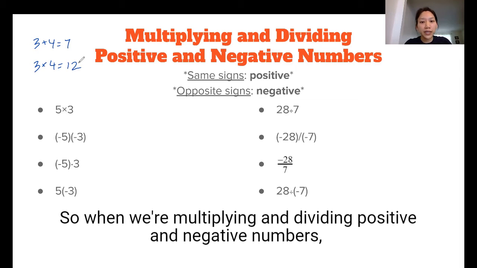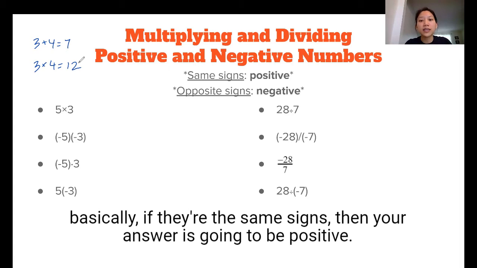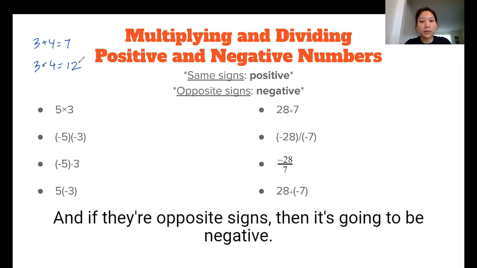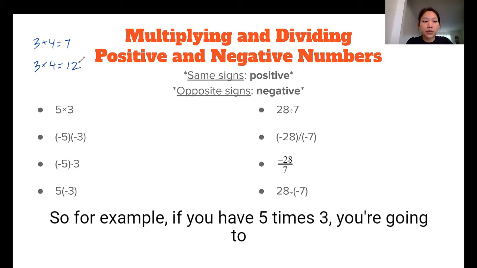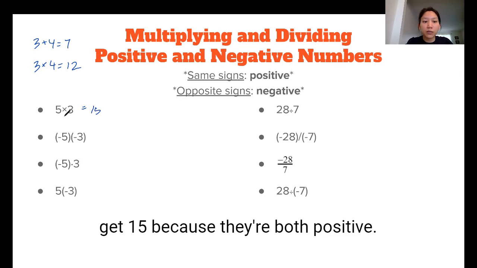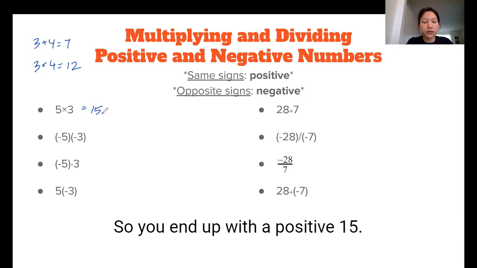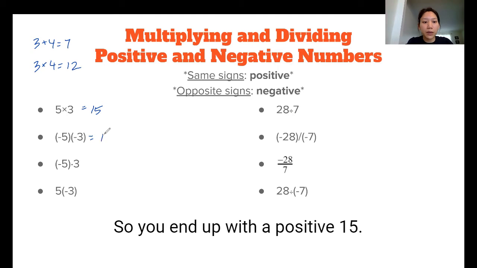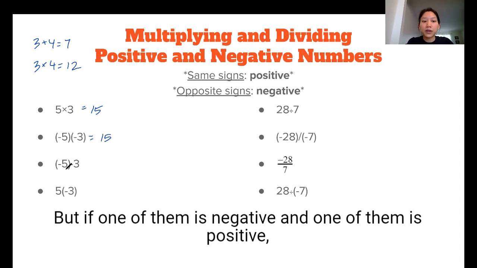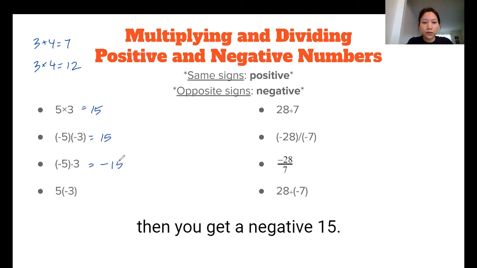So when we're multiplying and dividing positive and negative numbers, basically, if they're the same signs, then your answer is going to be positive, and if they're opposite signs, then it's going to be negative. So for example, if you have 5 times 3, you're going to get 15 because they're both positive, so you end up with a positive 15. A negative 5 times a negative 3, again, they're same signs, so you end up with a positive 15. But if one of them is negative and one of them is positive, then you get a negative 15.